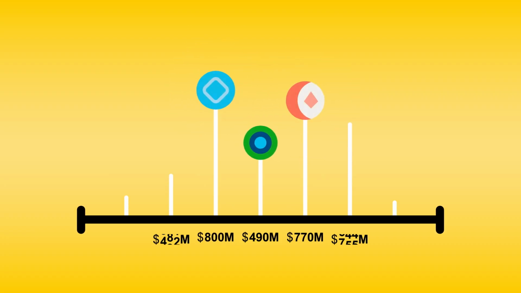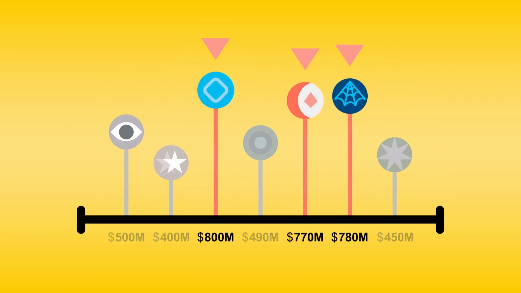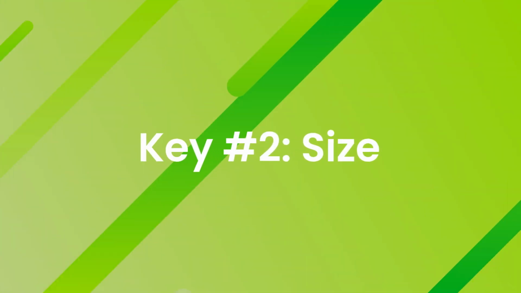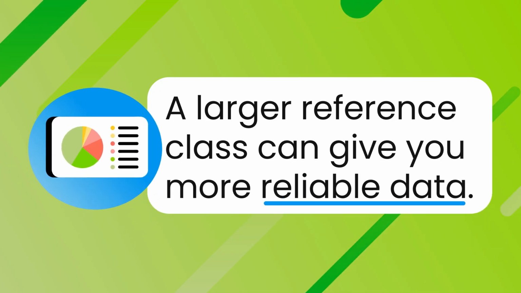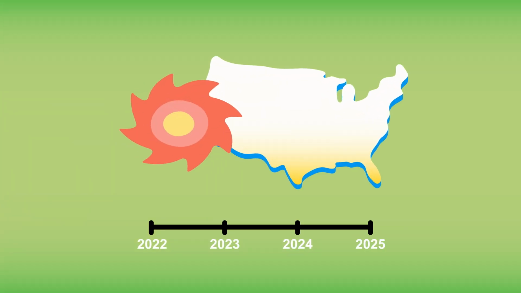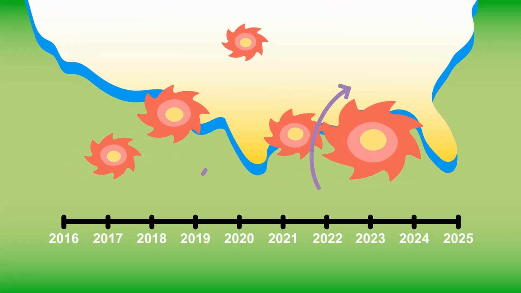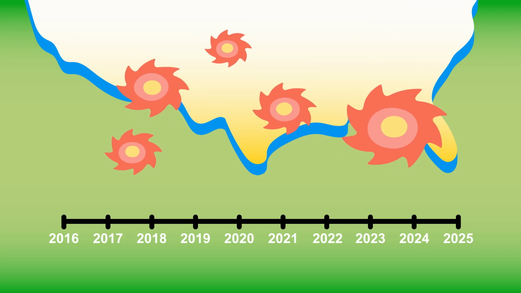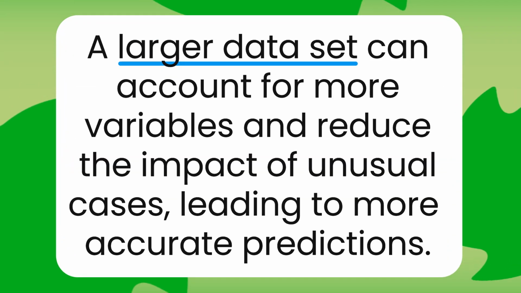If the movie is a sequel or part of a larger franchise, you can look at the success of other movies within that same superhero world. The closer the match, the more relevant your comparison. Key number 2, size. A larger reference class can give you more reliable data. If you're predicting the number of hurricanes that will make landfall during the upcoming hurricane season, you might want to include the last 5 to 10 seasons instead of just looking at the last year or 2. This is because a larger data set can account for more variables and reduce the impact of unusual cases, leading to more accurate predictions.